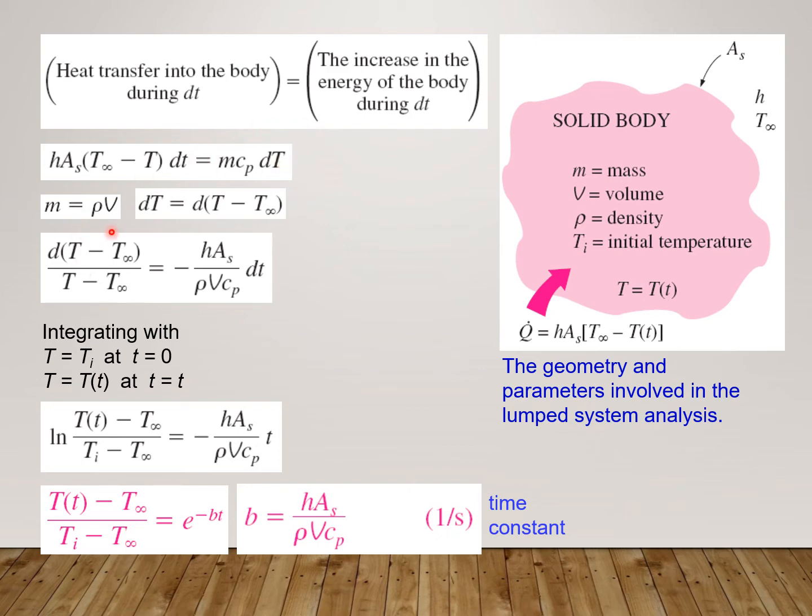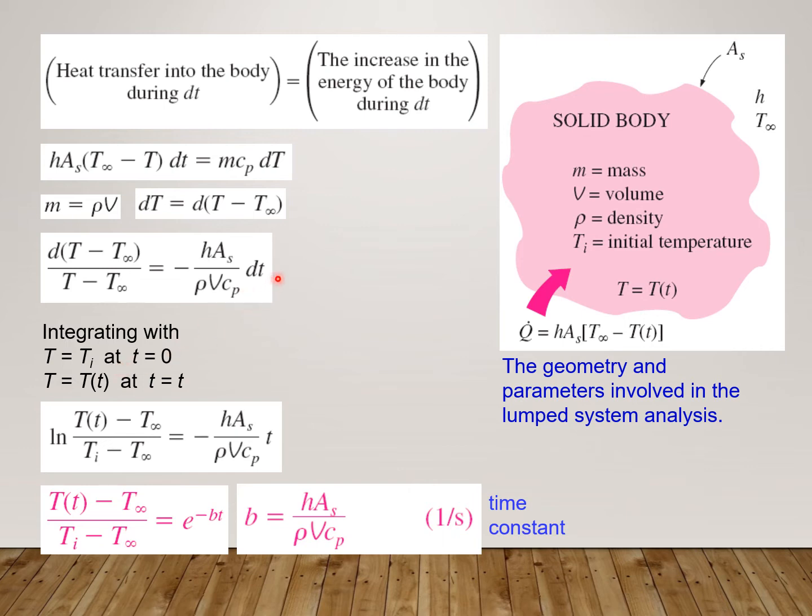So m can be written as rho V, where m is mass, rho is density, and V is volume, and dT can be written as d(T minus T infinity), which is the change in the temperature. So putting the values, we get d(T minus T infinity) upon (T minus T infinity) is equal to minus hAs upon rho V Cp dt.